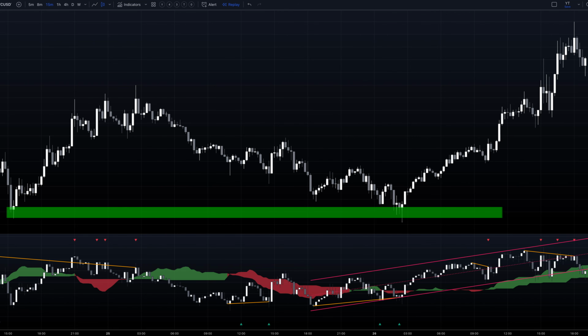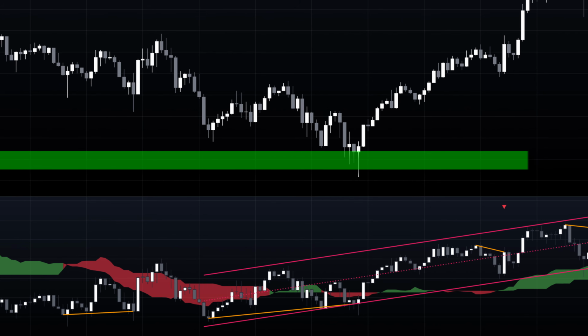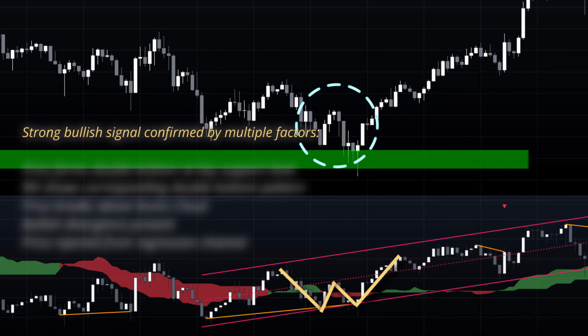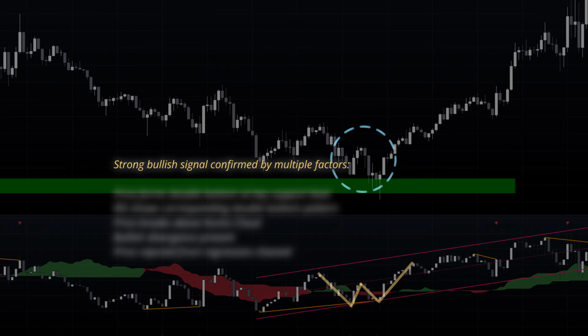The RSI candlesticks can be treated similar to price candlesticks, allowing you to identify patterns like double tops or bottoms directly on the RSI panel.